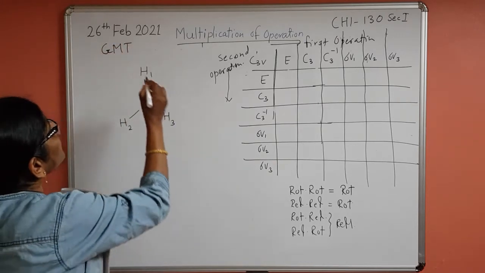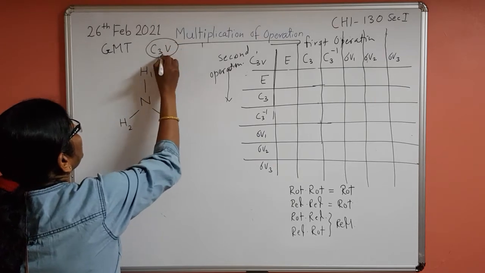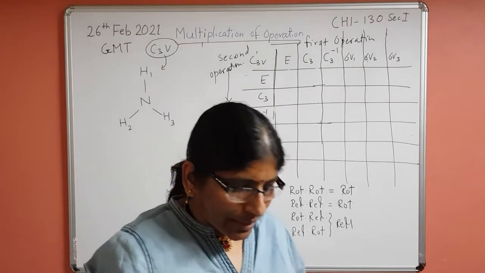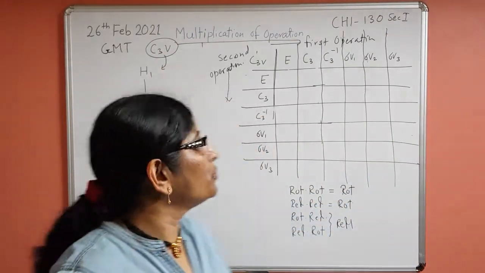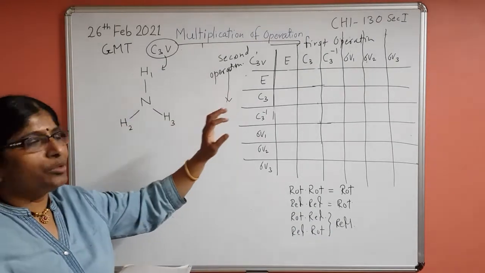Now for the C3V point group, the best example is ammonia, or arsenic hydride, or PH3, phosphorus trihydride. Many more we can choose. One of the examples is ammonia. h is equal to 6. All of you know the order of the point group.